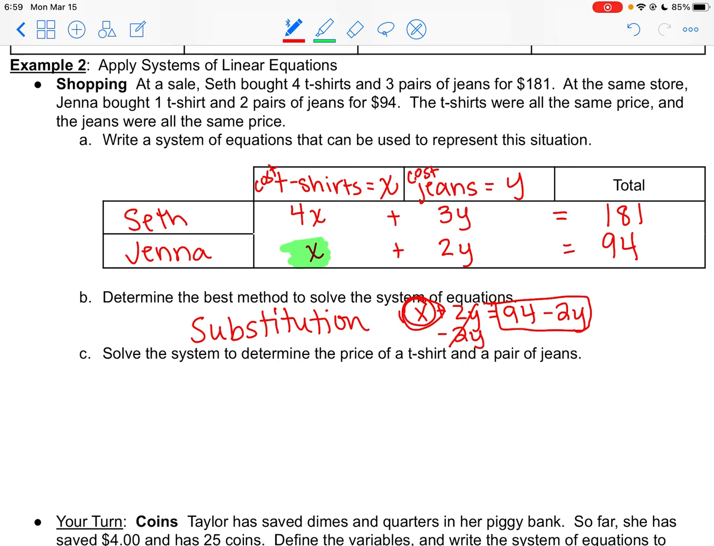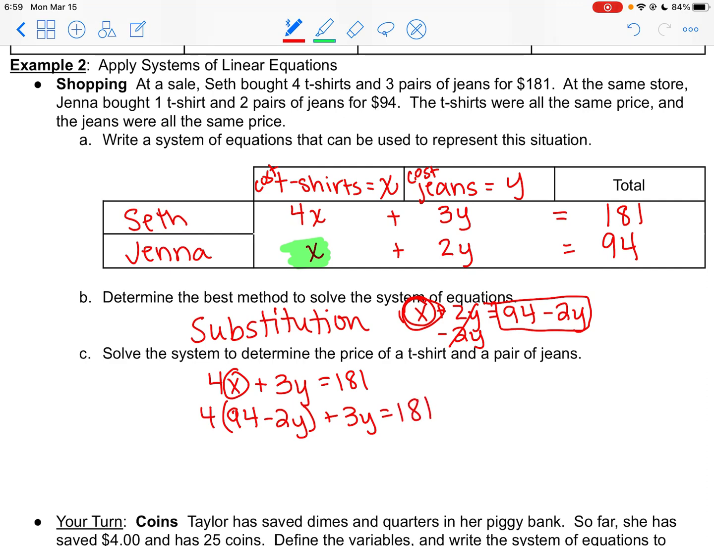So now I'm going to use that in this other equation. The other equation was 4x plus 3y equals 181. I'm going to replace the x with 94 minus 2y. Then I just copy down the rest of the equation like it was.